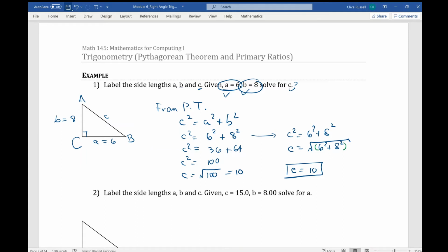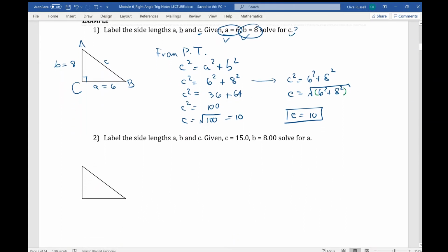All right. Okay, good. So now let's do this other one. Again, triangle ABC, right angle at C. So that's C, that's A, and that's B. So side A, side B, and side C. Now, you're given now that C is 15.0. So that's the hypotenuse. B is 8.00, and you want to solve for A.